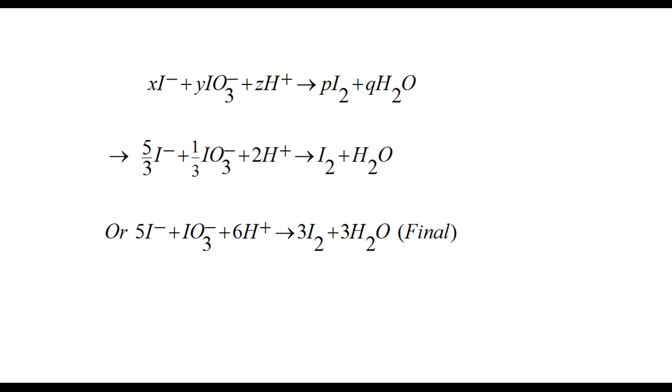Now multiply both the sides by 3. So what we are getting is 5I⁻ + IO3⁻ + 6H⁺ gives 3I2 + 3H2O. And this is our final redox reaction, which is in balanced state. So again we have solved this problem, that is, to balance the redox reaction by the mathematical method.